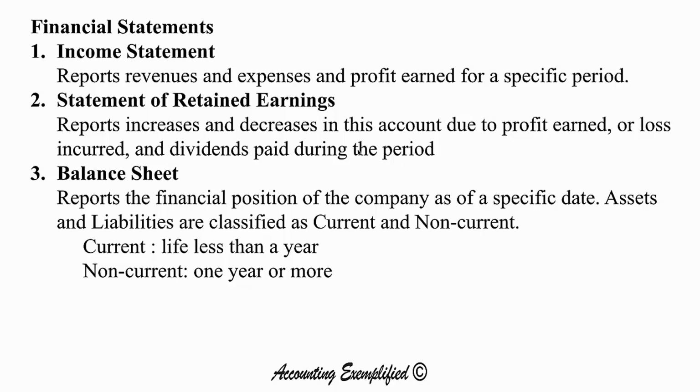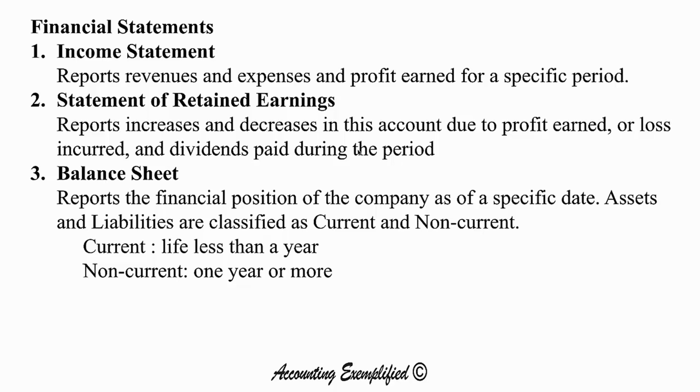Now, what do we mean by current? Current means it has a life less than a year. Therefore, all current assets have a life of less than a year. That means the company will use up those assets within 1 year. And current liabilities, and these are the liabilities that have to be paid off within 1 year.